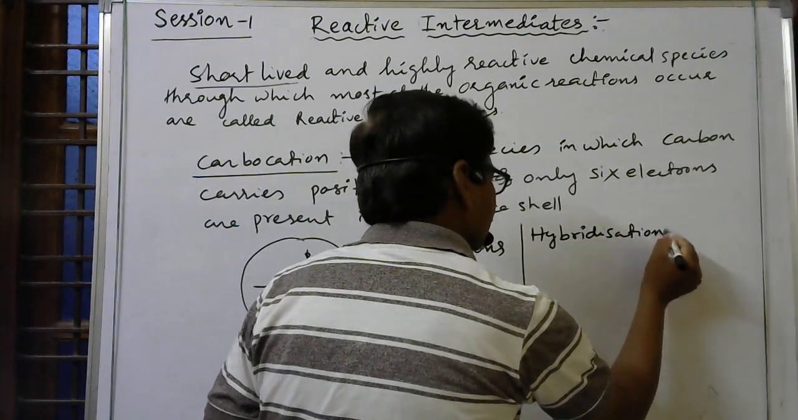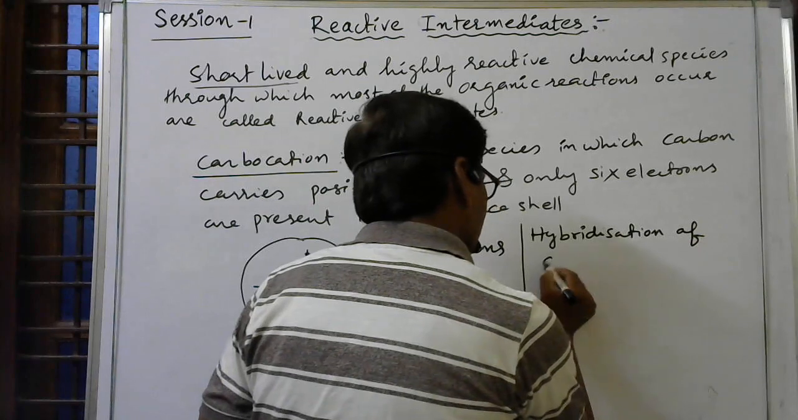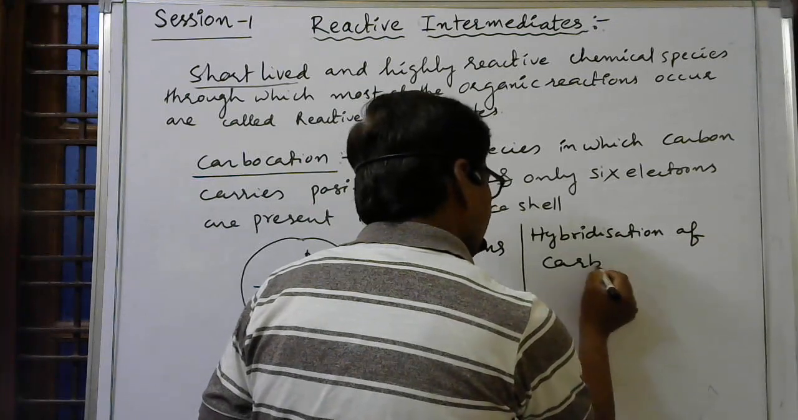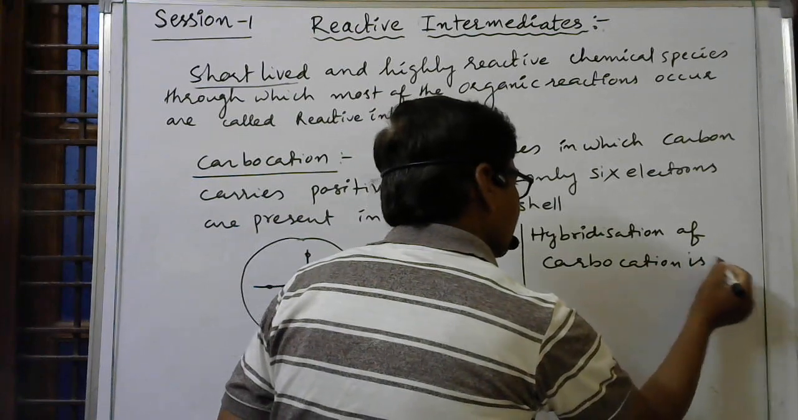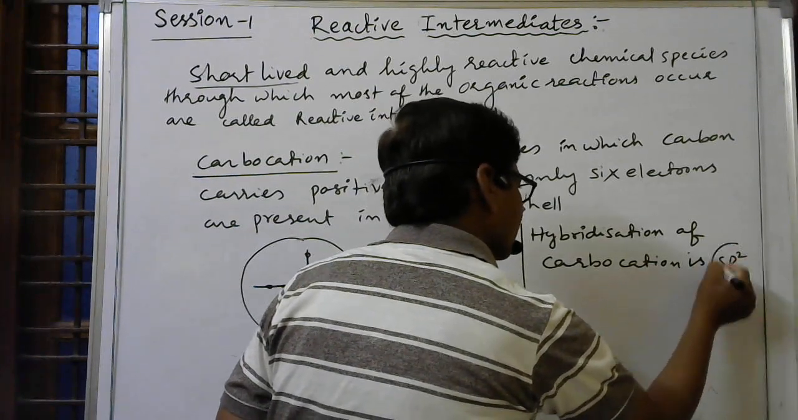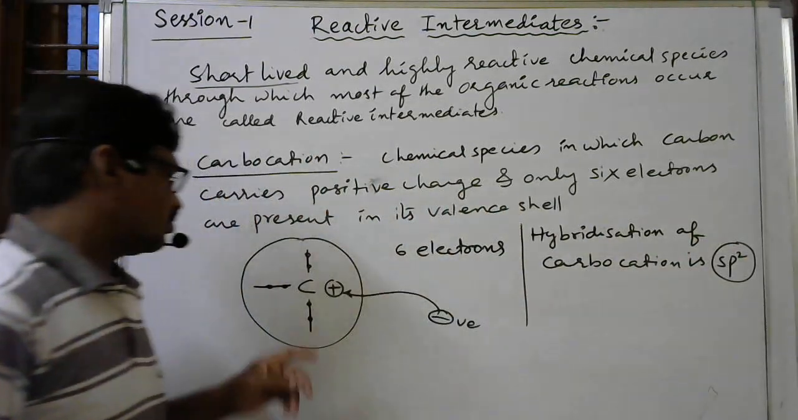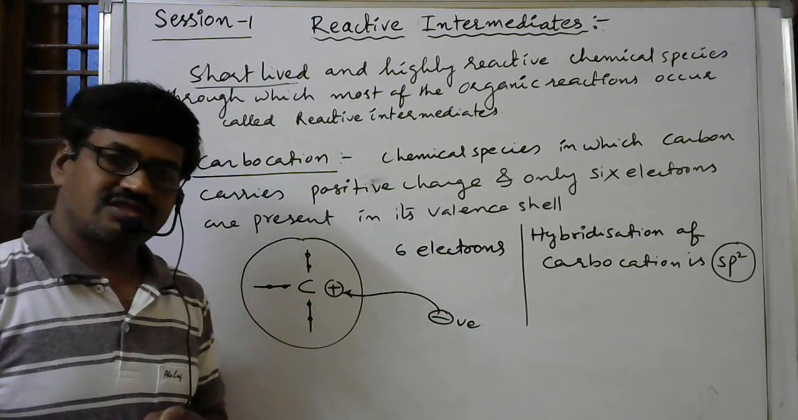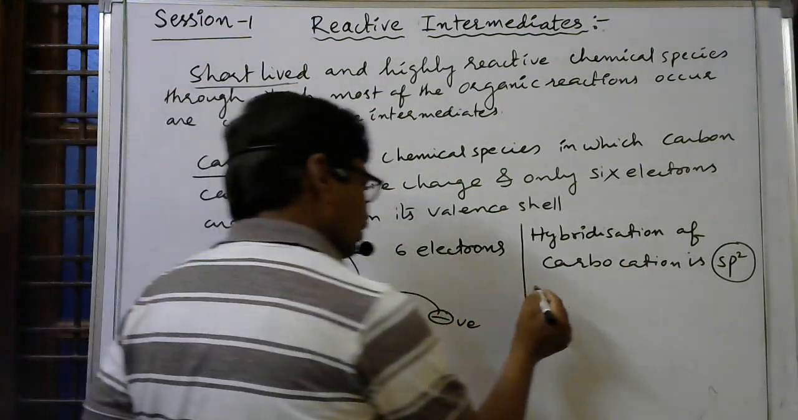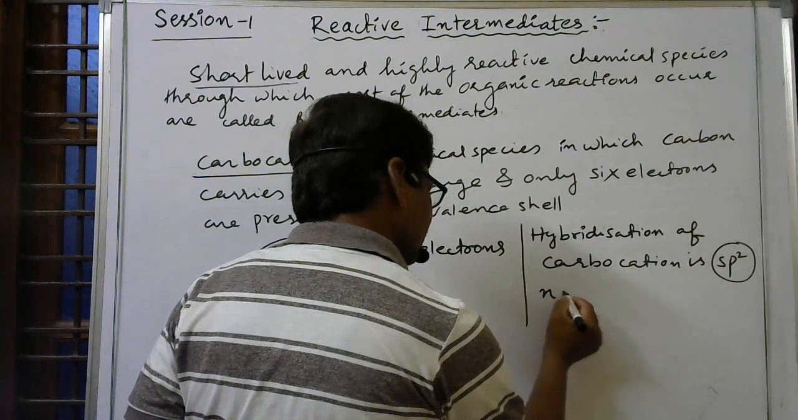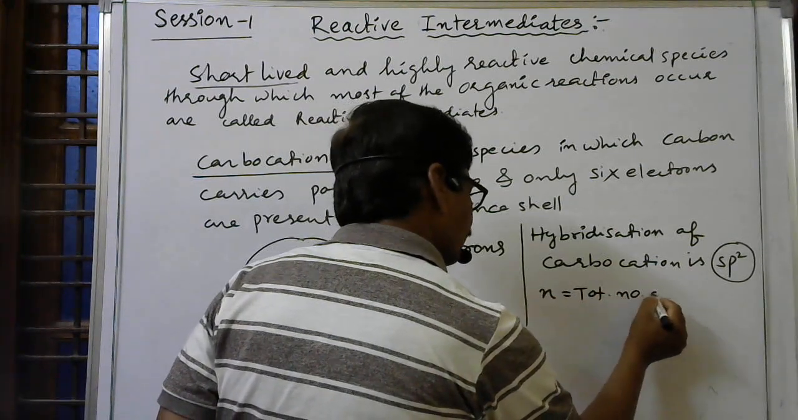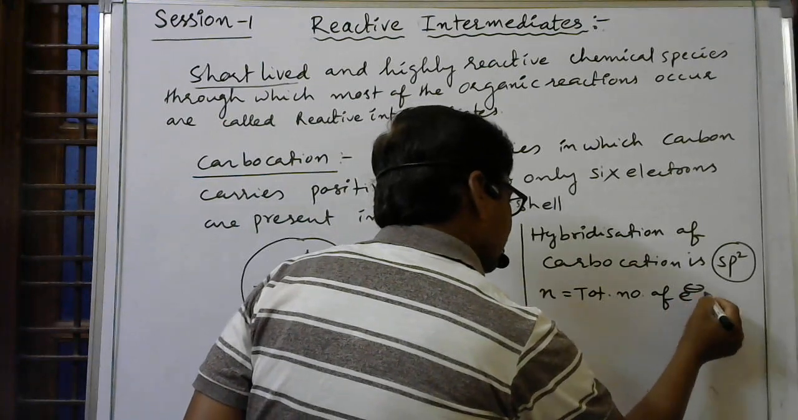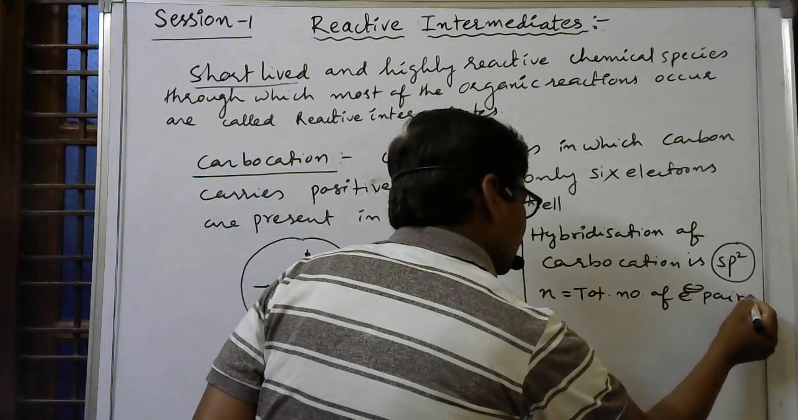Hybridization of carbon in a carbocation: the carbocation is sp2, because only 3 bonds are present. So n, the total number of electron pairs, is 3.